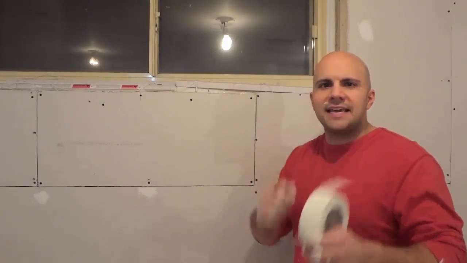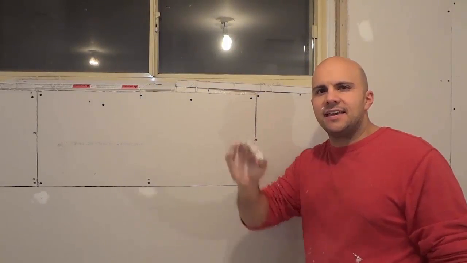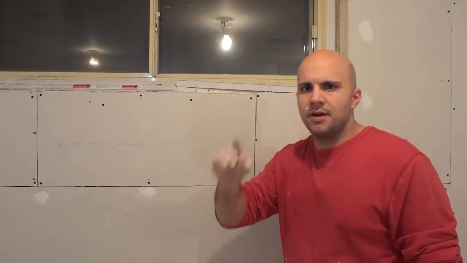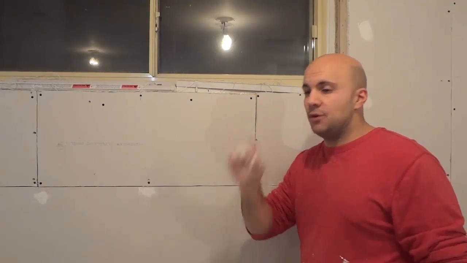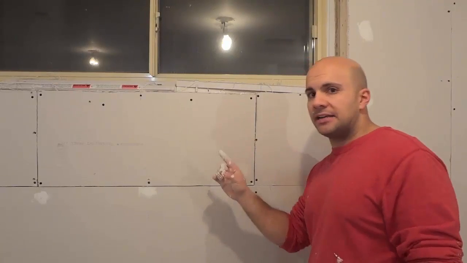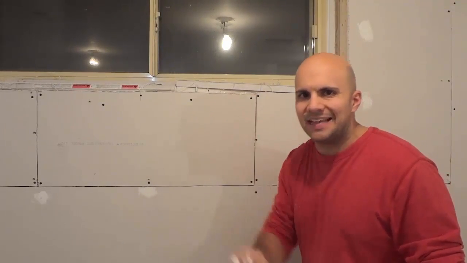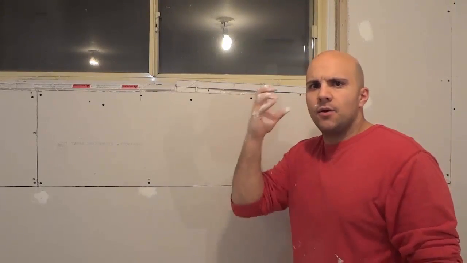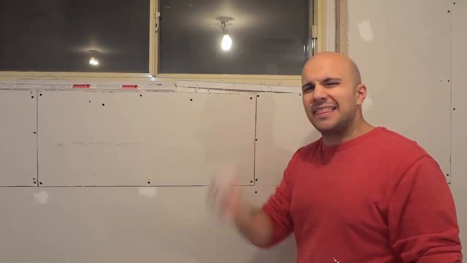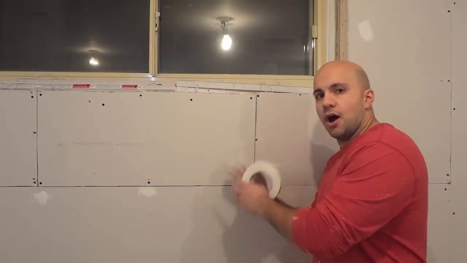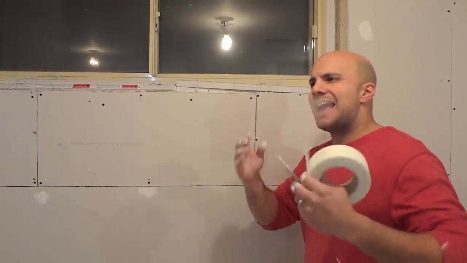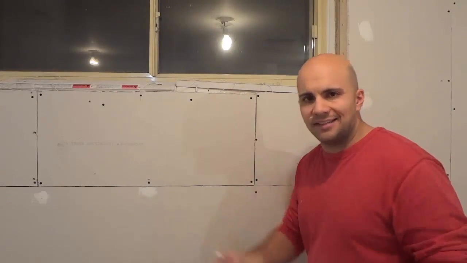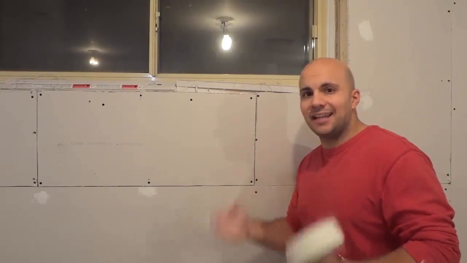Hey everybody, I'm here today to give you the best tip for mudding drywall. If I can only give you one tip for mudding drywall, it will be this. Go thin with the mud. The thinner that you put the mud onto the drywall, the less sanding you'll have to do, and in the long run it will cause less dust and it will create less work.